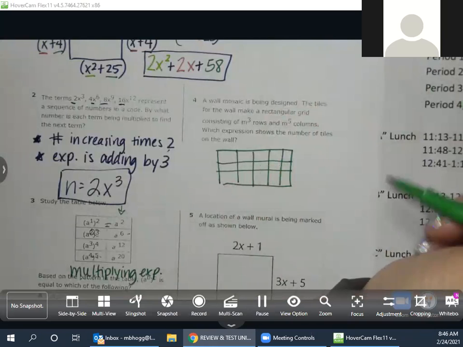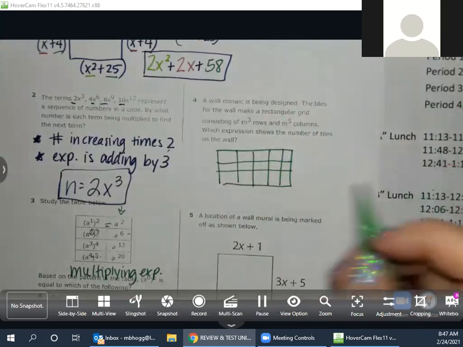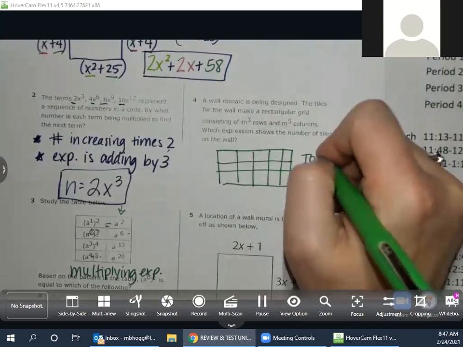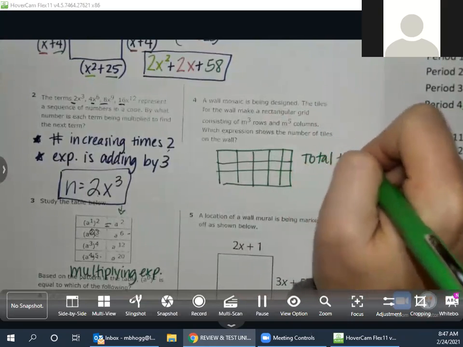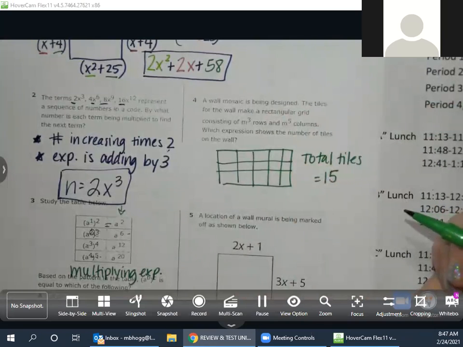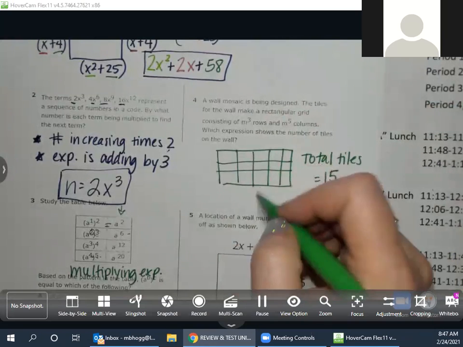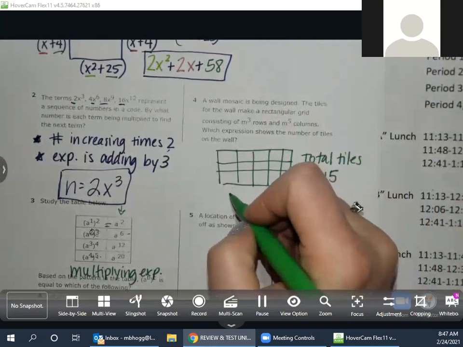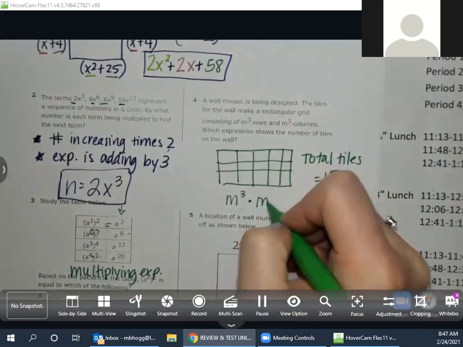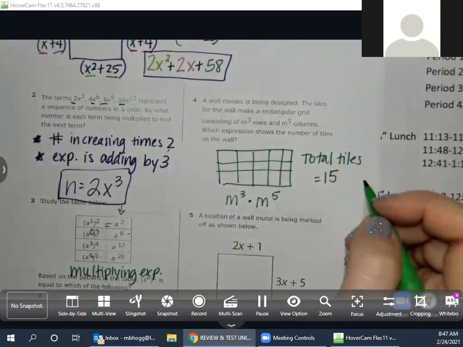So which expression shows the number of tiles on the wall? Well, how many tiles total would that be? Yes. Okay. So we know the total tiles is 15. But we have to show an expression. So it would be m to the 3rd times m to the 5.